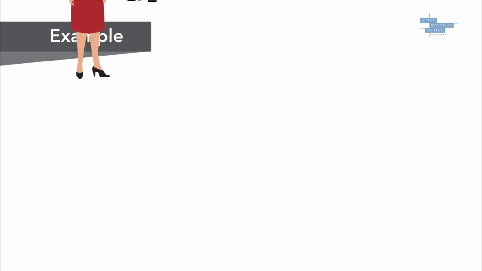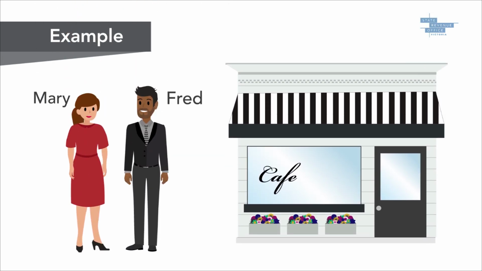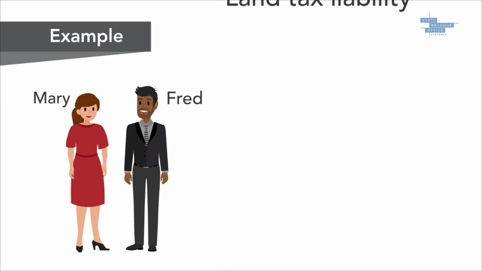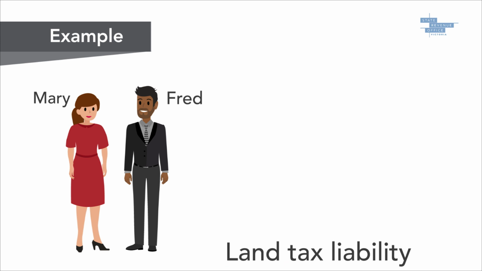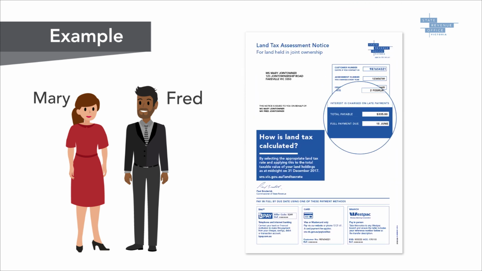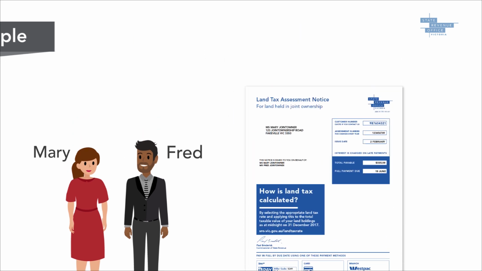Let's look at an example. Fred and Mary jointly own land with a total taxable value of $280,000. Land tax on the jointly owned land between Fred and Mary is $335, so they will receive a joint ownership assessment for $335. They are jointly liable for this amount.